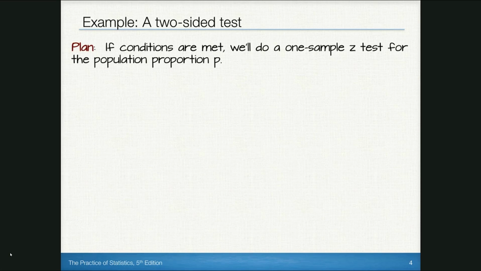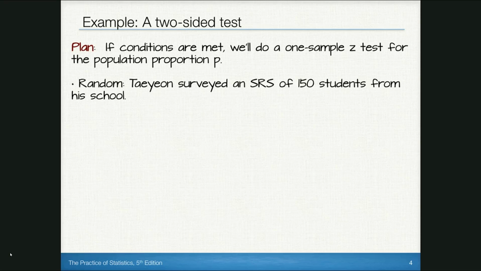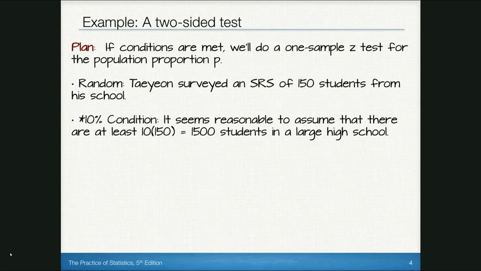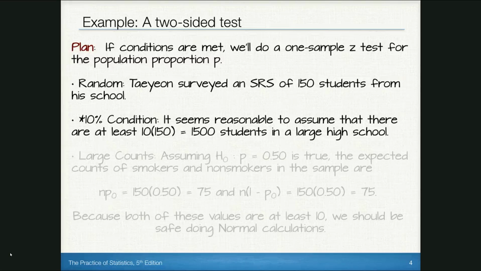Well, first we need to check our conditions, and if they're met, we'll do a one-sample z-test for the population proportion p. For the random condition, notice Taeyeon surveyed a simple random sample of 150 students from his school, so that condition is met. For the 10% condition, it does seem reasonable to assume that there are at least 1,500 students in a large high school. This would be 10 times Taeyeon's sample size.